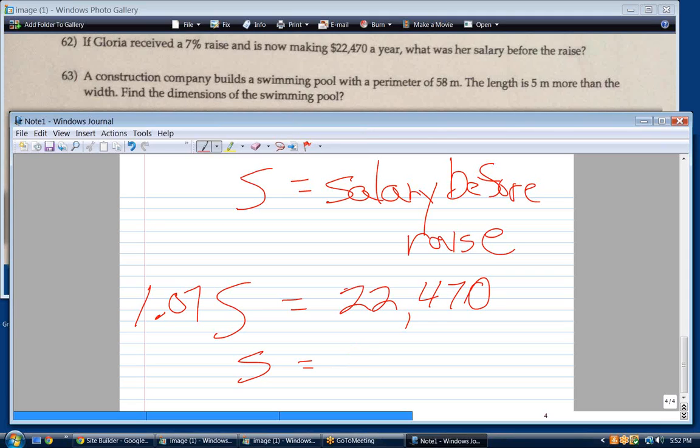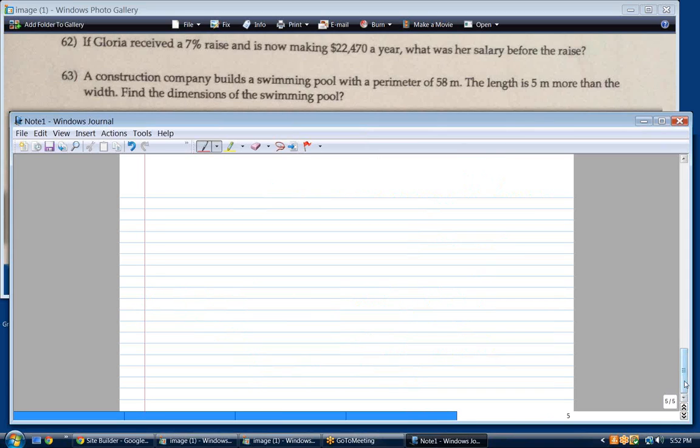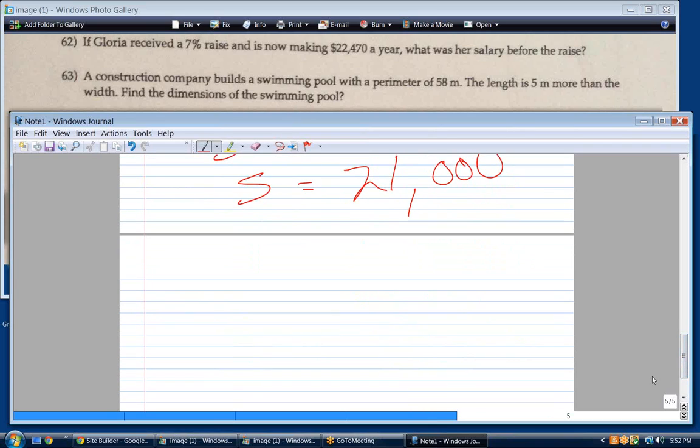$21,000. Right. Okay. Now let's see if that makes sense. You were making $21,000 and you got a 7% raise. So multiply 21,000 by 0.07. What do you get? 1,470. So I'm going to add that to my original salary.